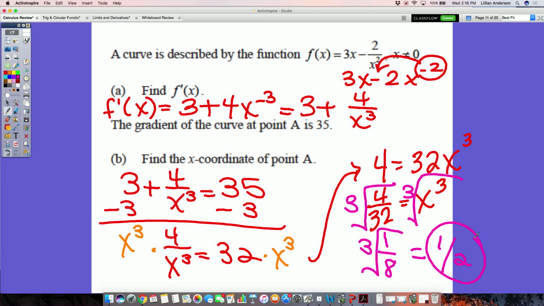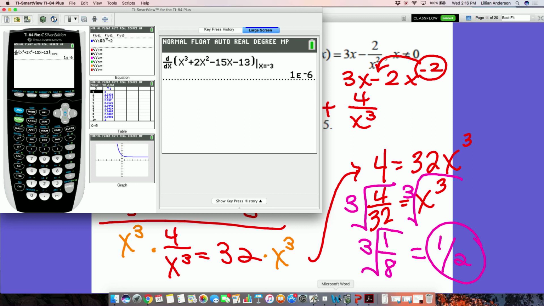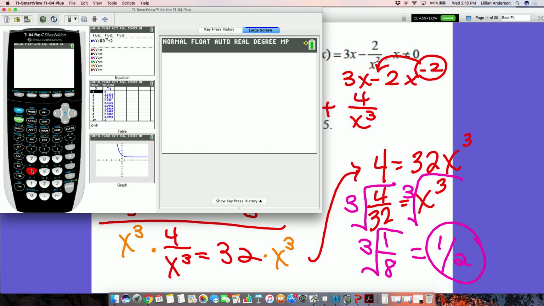If you did not know that, of course you can use your calculator. Where is cube root in your calculator? Math, 4. You're doing a cube root. So you do 1 divided by 8, and you get 0.5. Convert it to a fraction. Math, enter.